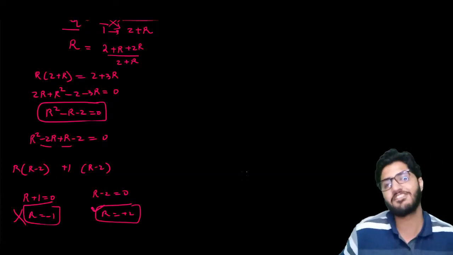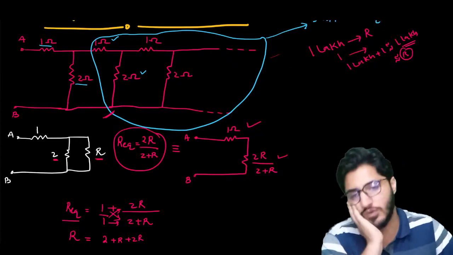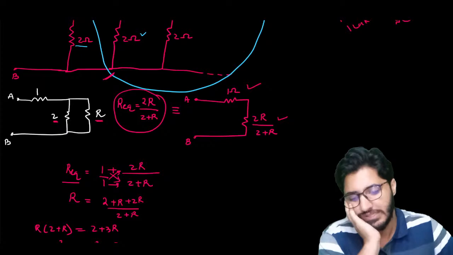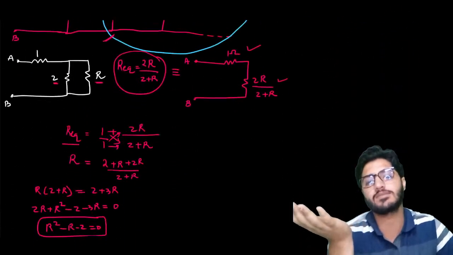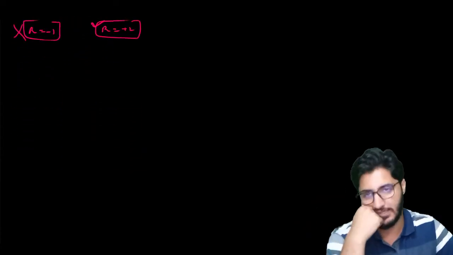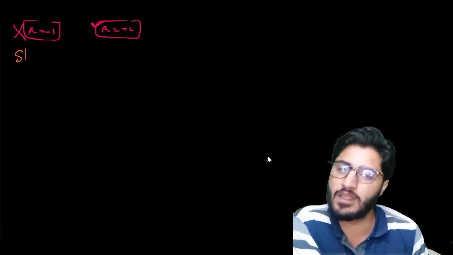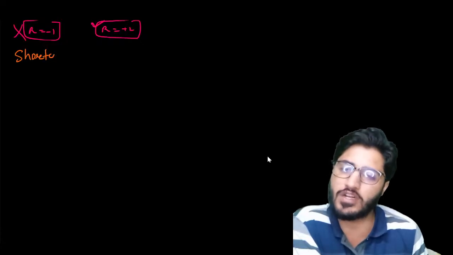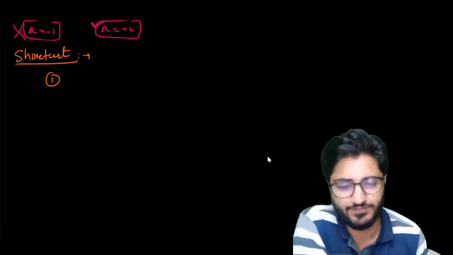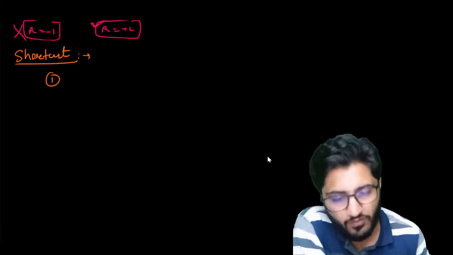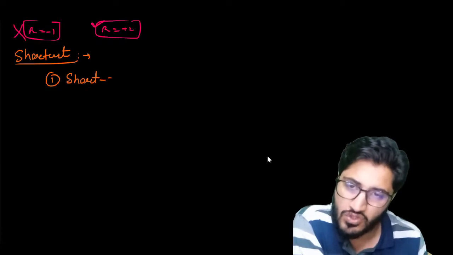But look, every time it is not feasible to do these calculations. It is not feasible in the examinations. We can spend, let us suppose, 4 to 5 minutes to get one numerical done. So for that, we have a shortcut trick. What is the shortcut trick? First thing, what we need to do? Do a short circuit.